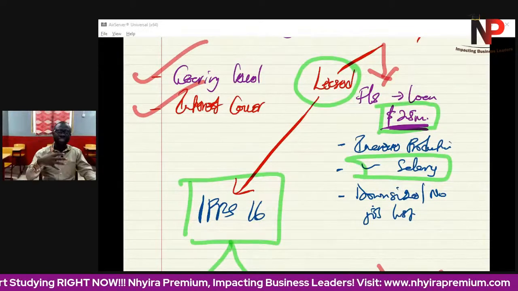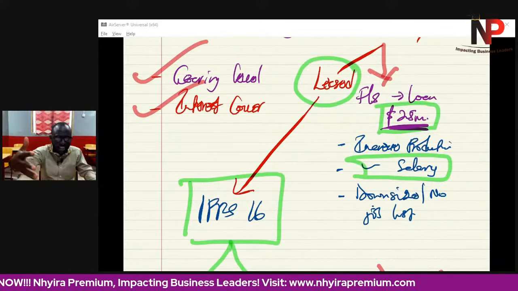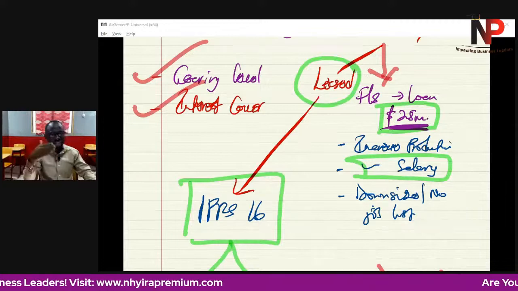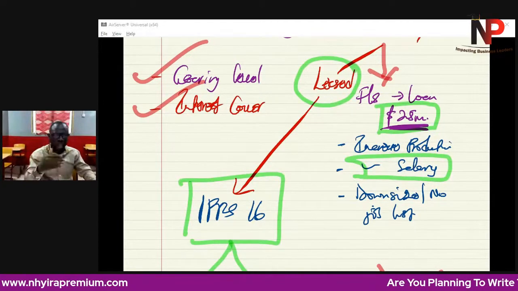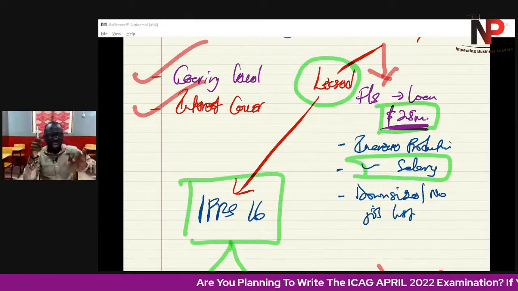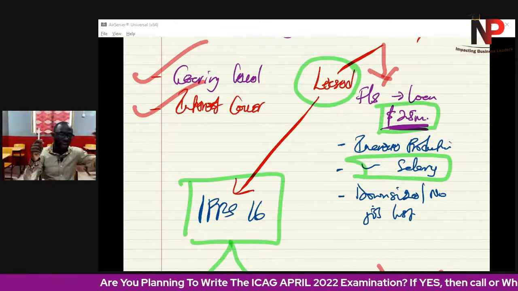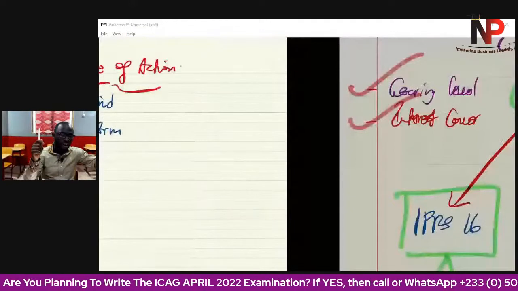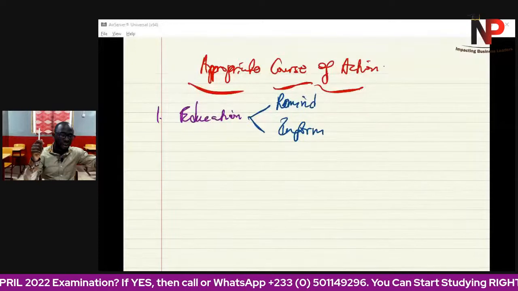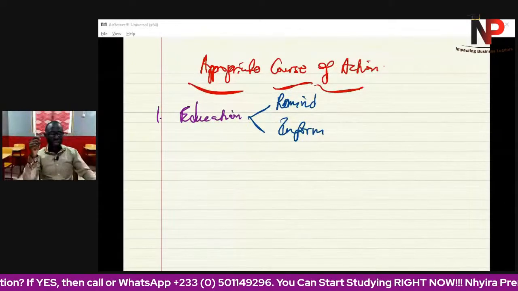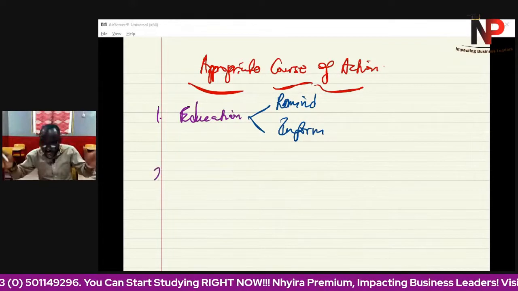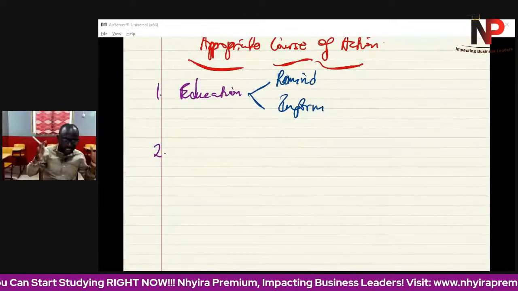What are you trying to tell the person? You are educating the person on the importance of preparing the financial statements in accordance with the IFRSs and also ensuring that you are preparing financial statements that possess the qualitative characteristics of financial statements. That is the first thing, education. We may have to remind somebody or inform somebody about the right thing being done or what is expected to be done. Now, sometimes when you educate people, it's not going to work well.